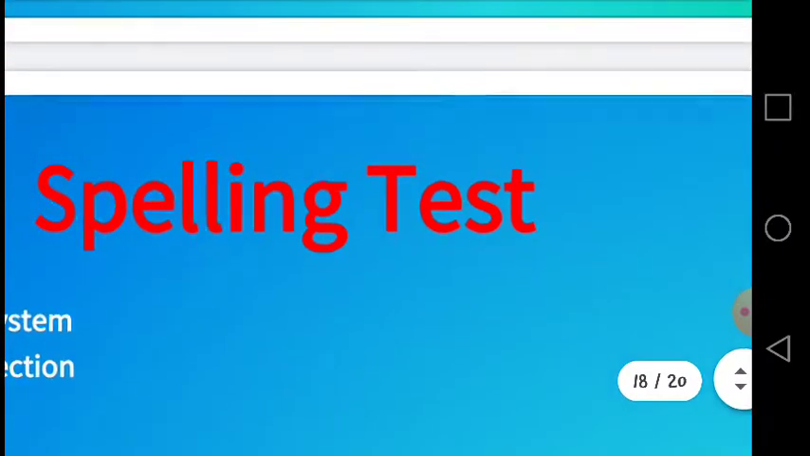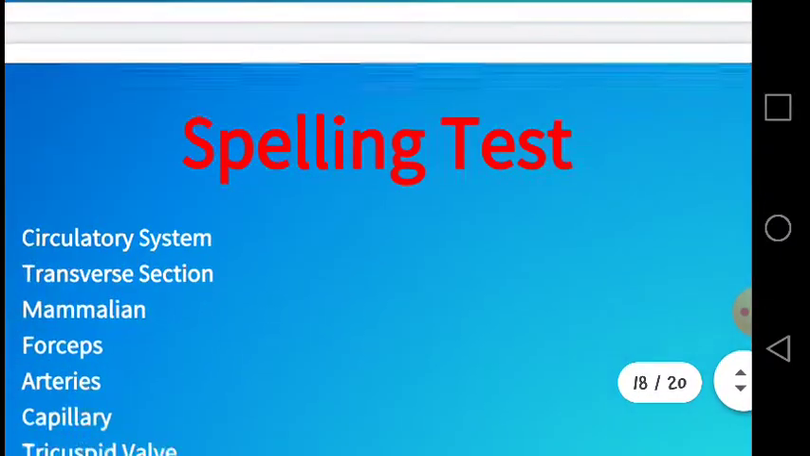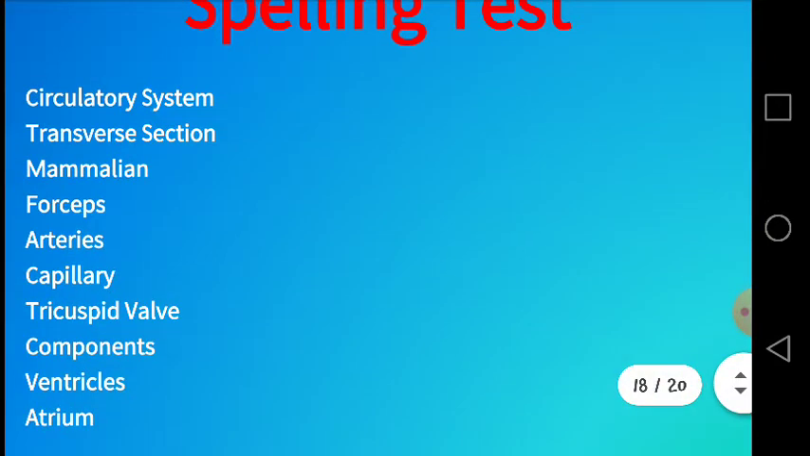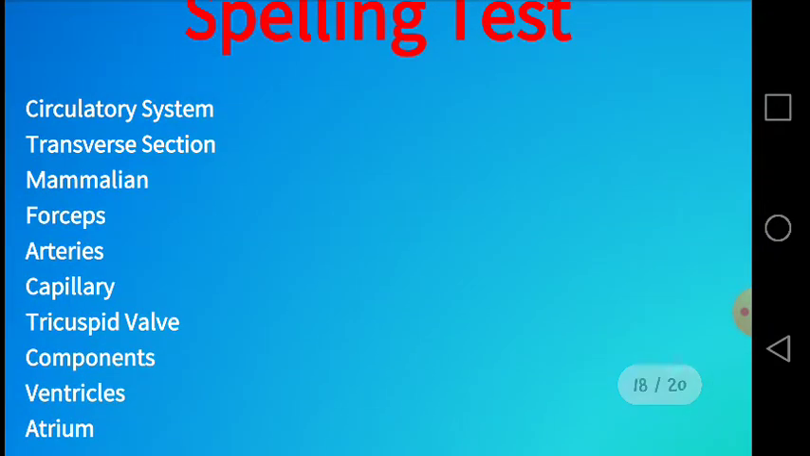Dear students, I have selected some words for you as a spelling test, so please memorize these words: circulatory system, transverse section, mammalian, forceps, arteries, capillary, tricuspid valve, components, ventricles, and atrium.